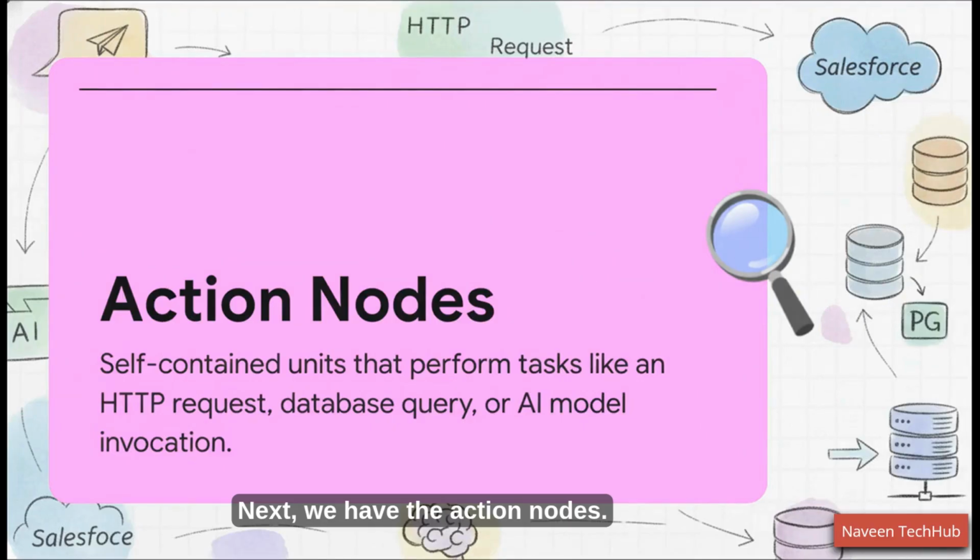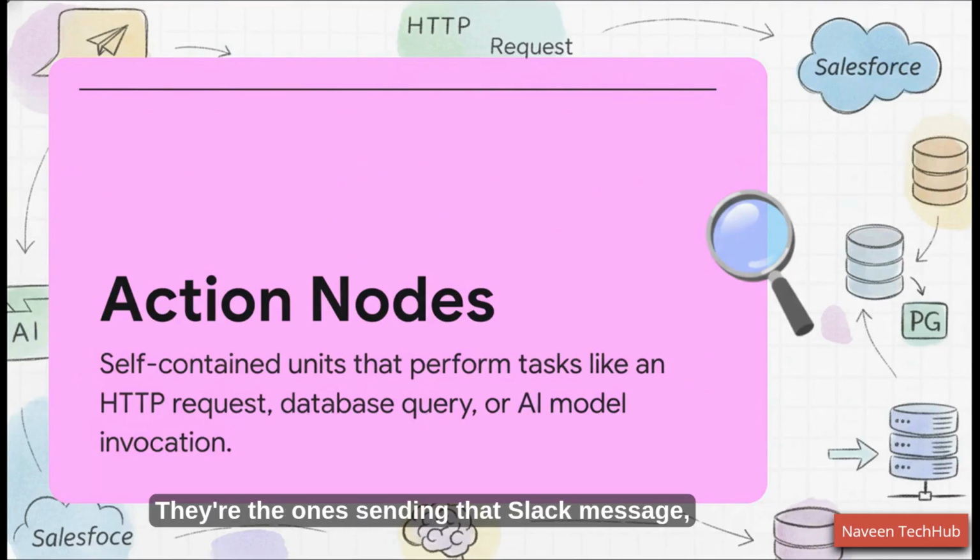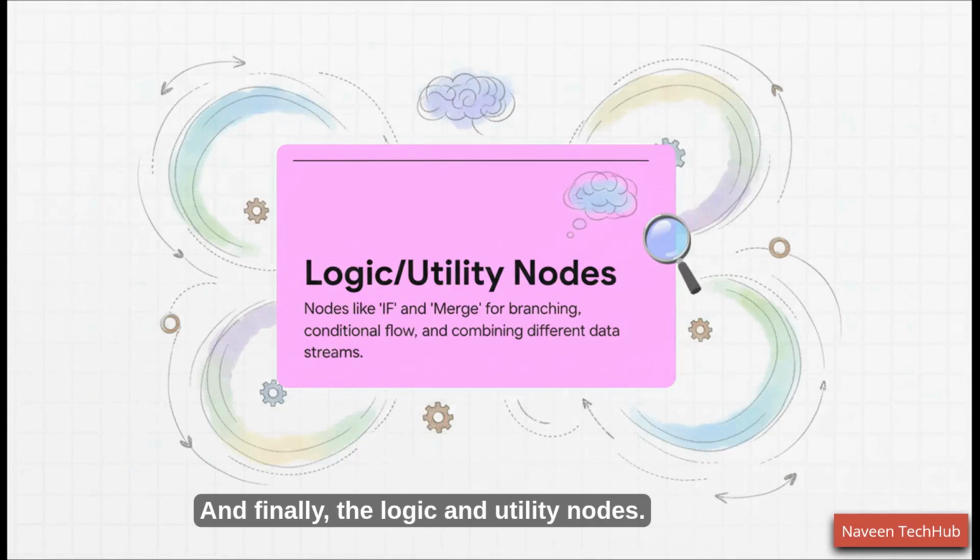Next, we have the action nodes. Now, these are the workhorses. These are the nodes that actually do stuff out in the real world. They're the ones sending that Slack message, updating a customer in your CRM, or writing data into your database. They get things done.